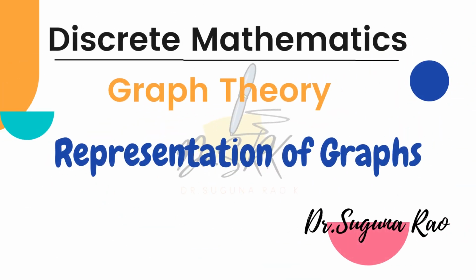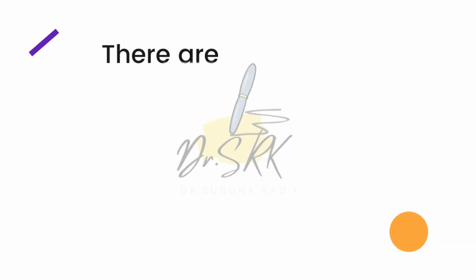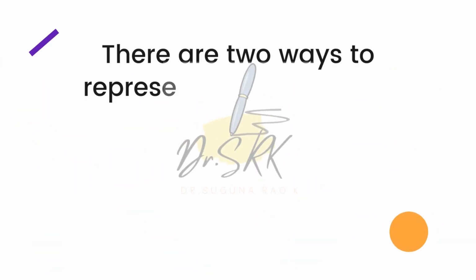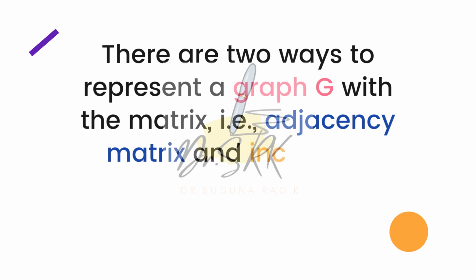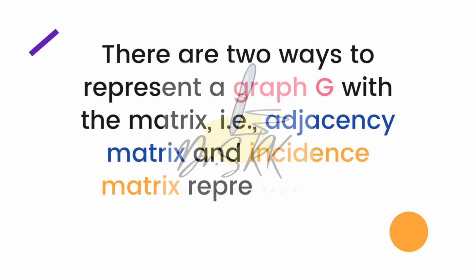Representation of graphs in graph theory is the most important topic. In this topic, we will learn how the given graphs can be represented. Let's see one by one here. Generally, there are two ways to represent a graph with a matrix. That is, adjacency matrix and incidence matrix representation.